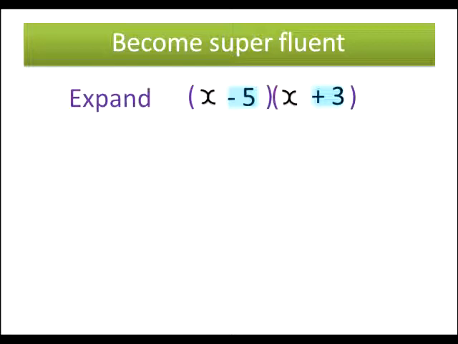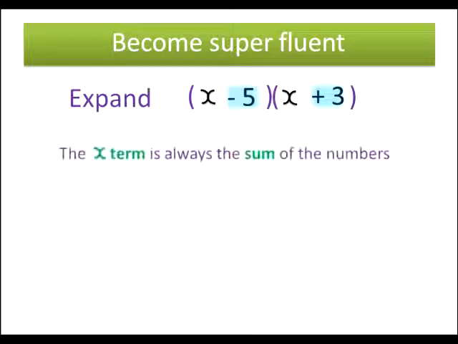Now, all that you have to do is spot patterns between what you can see and the answer. And eventually you'll start to see this. The x terms, when I was asking you about the coefficient of x before, you just have to look at these two numbers and find the sum. So minus 5 plus 3 is minus 2.